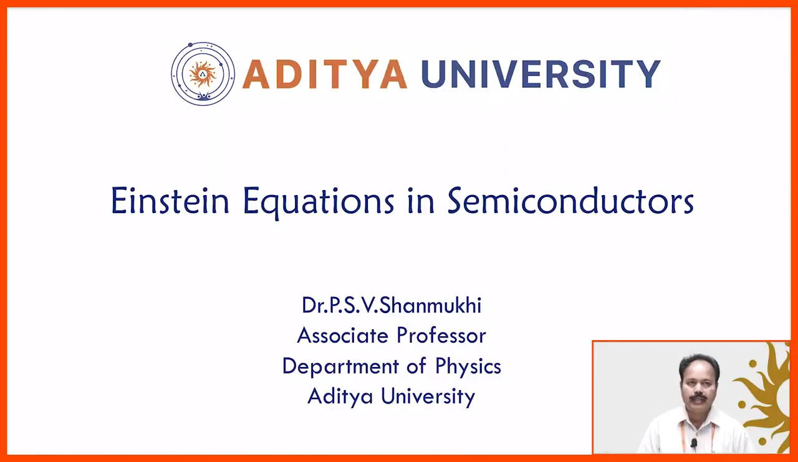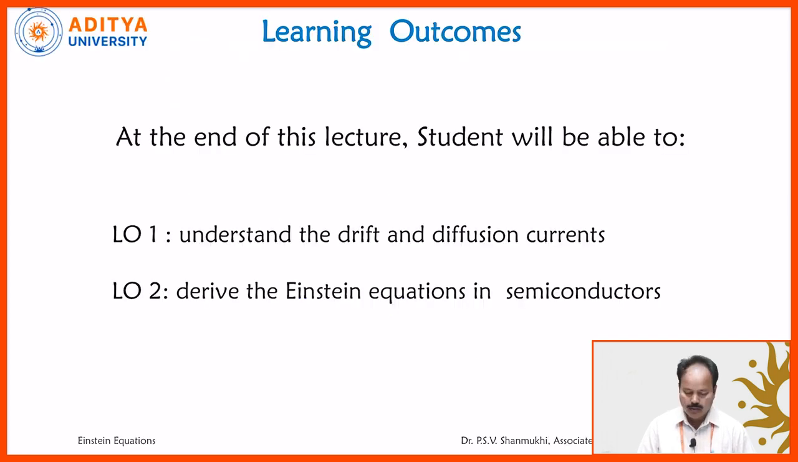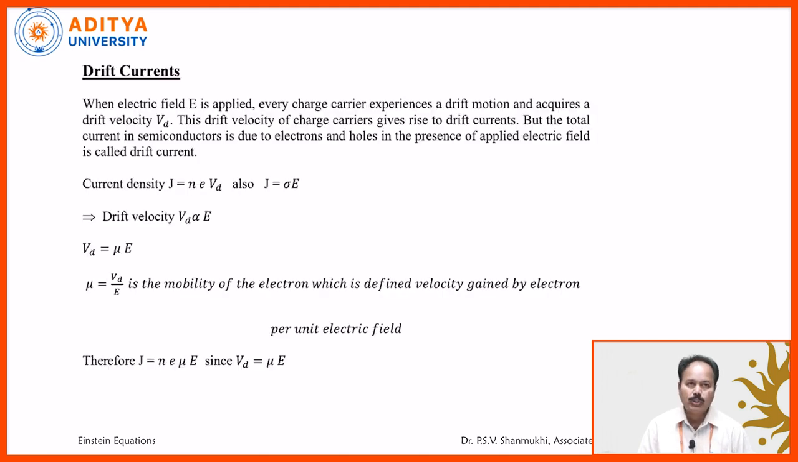Now I am going to explain about the Einstein equations in semiconductors. At the end of this lecture, students will be able to understand the drift and diffusion currents. You can also derive the Einstein equations in semiconductors. Now coming to drift currents, what do we mean by a drift current?